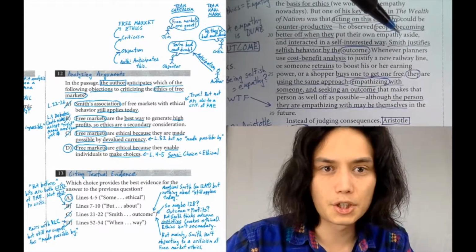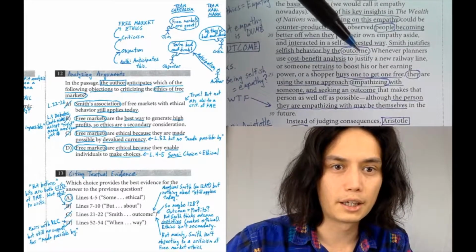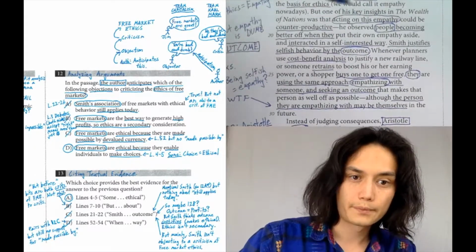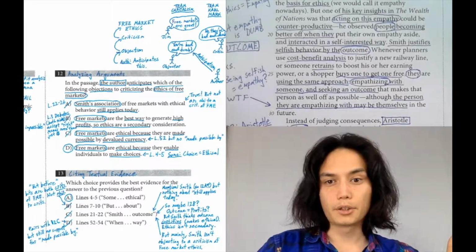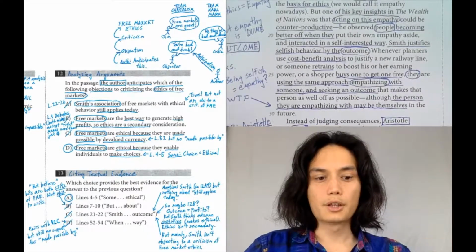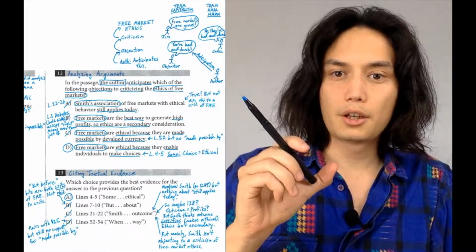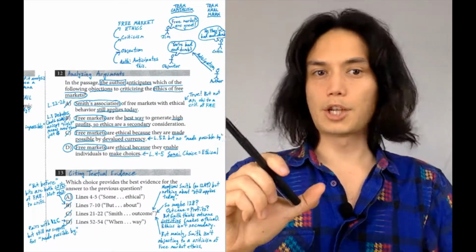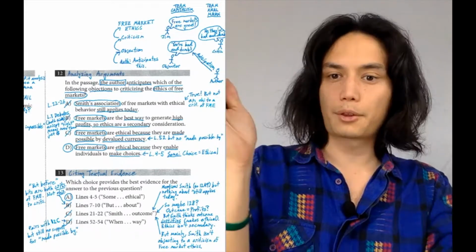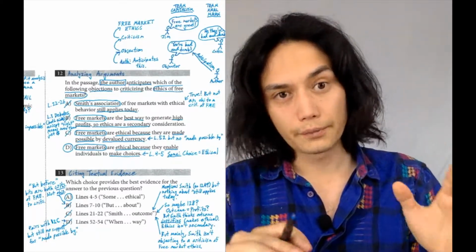Here, Smith justifies selfish behavior by the outcome. Boom, straight up. Very short quote. All right, tempting probably in part because it mentions Adam Smith. And we mentioned Adam Smith up here, right? Smith's something. This says Smith, that says Smith. Answers A and C. Well, the test is harder than that.